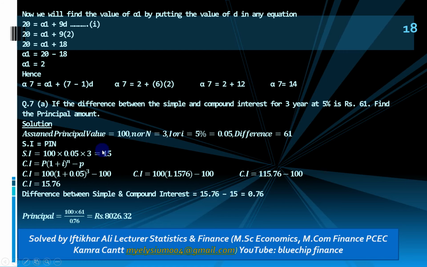So simple interest will be 15 and compound interest will be 15.76. Now take the difference of these two interests, so the difference is 0.76. After that, principal amount will be 100 multiplied by the difference, which is 61, divided by this difference 0.76, and the principal amount will be 8026.32.